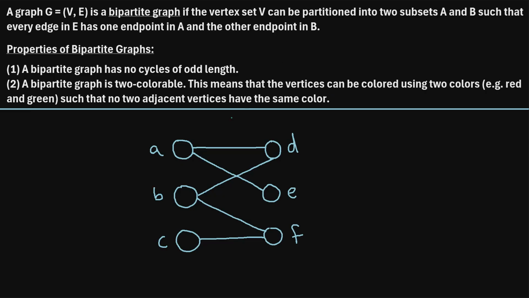So here's what we can do. First, pick any vertex that you want in the graph. So let's just pick vertex A to start with. Let's color it with some color. Let's call it green. The color doesn't matter, but we'll just choose green for this example.